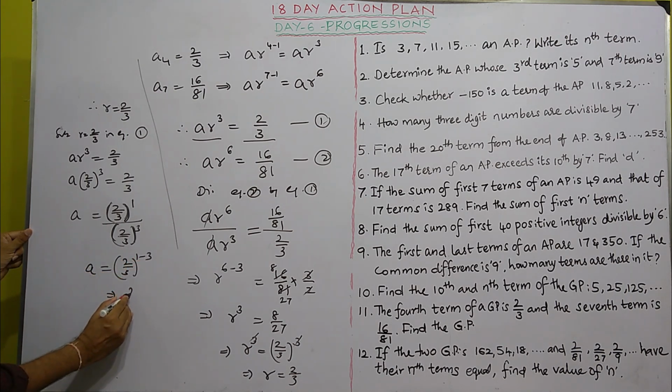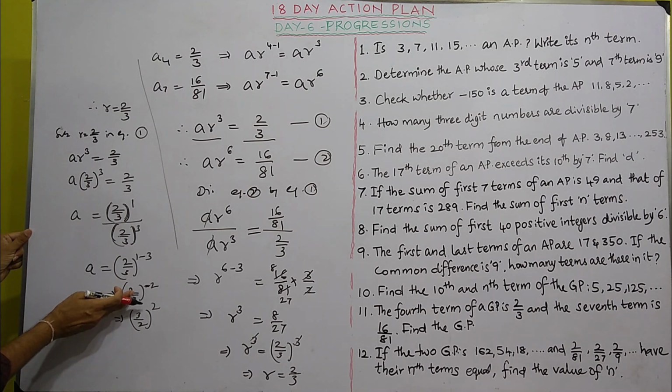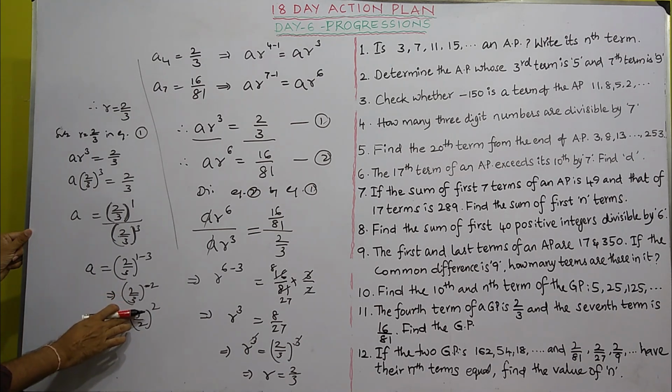In the sense, it becomes 2 by 3 to the power of minus 2. That means it is nothing but 3 by 2 whole square. If you have a minus symbol in the power, you have to take the reciprocal of the base, then that will become a positive power. So now this is nothing but 3 square by 2 square. So 3 square is 9 by 4. Therefore a is equal to 9 by 4.